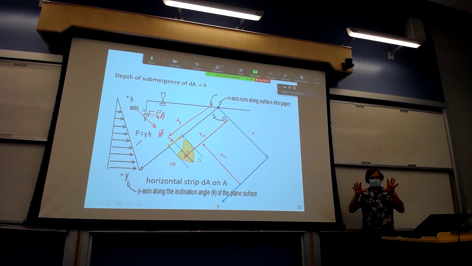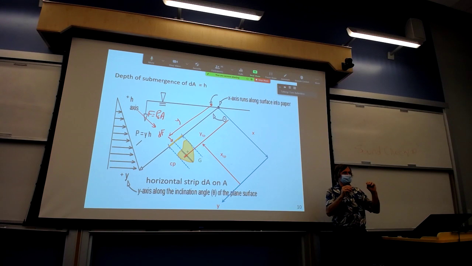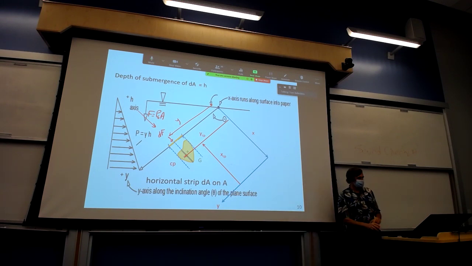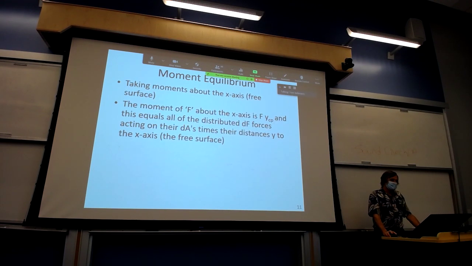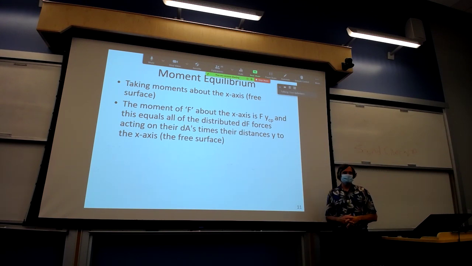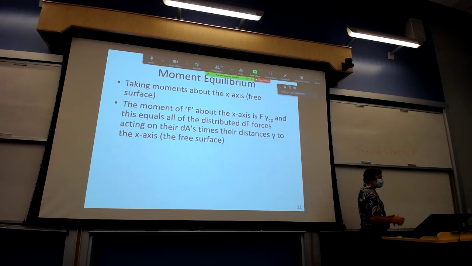And right now I was just focusing on taking moments about the x-axis, the free surface. But we could take moments about any axis, for example, the y-axis, and what that would give us is exactly where this point acts, from the y-axis and from the x-axis. And so we're going to have to do both. So again, we're going to take moments about the free surface. The moment of the total resultant force, F, about the x-axis, is F times yCp. yCp is what we're trying to find. Capital F, the resultant force on this submerged surface, acts at yCp.